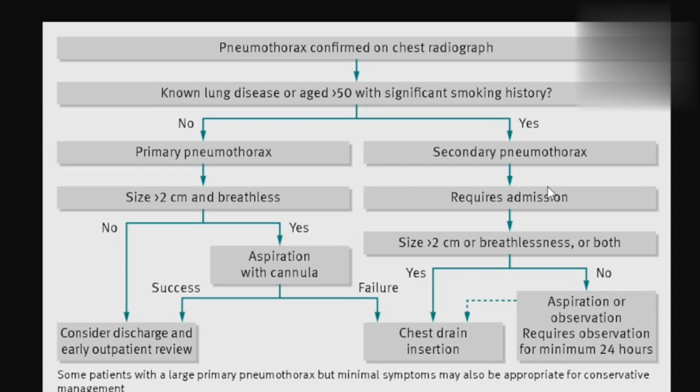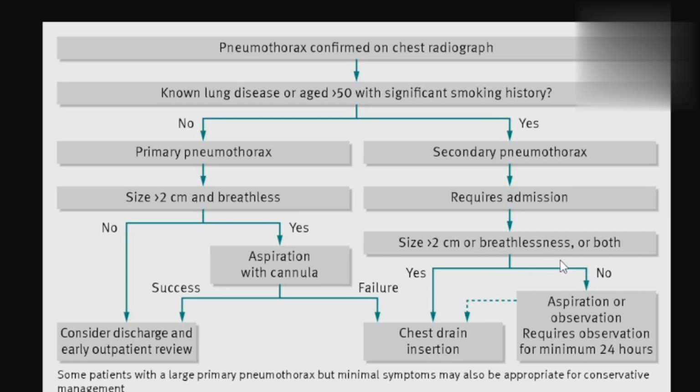On the other hand, secondary pneumothorax always requires admission, because in secondary pneumothorax there is a tendency to expand the pneumothorax, and the patient may worsen or may develop tension pneumothorax or obstructive shock. So it is more dangerous. So it always requires admission and observation for 24 hours.